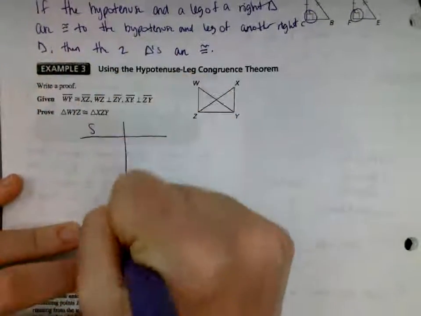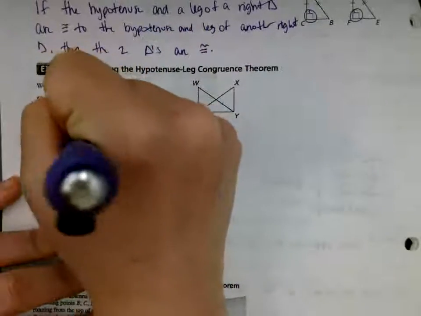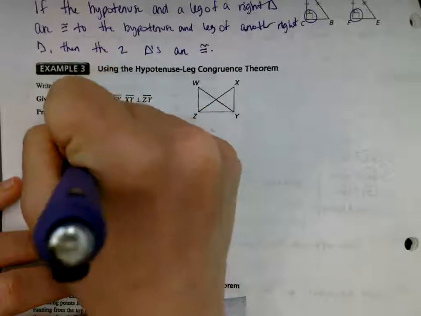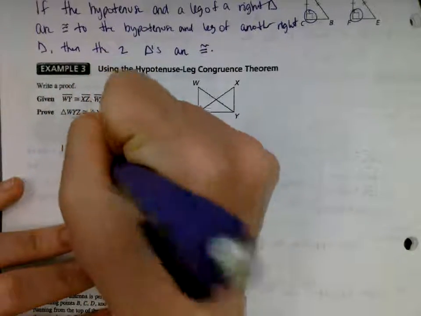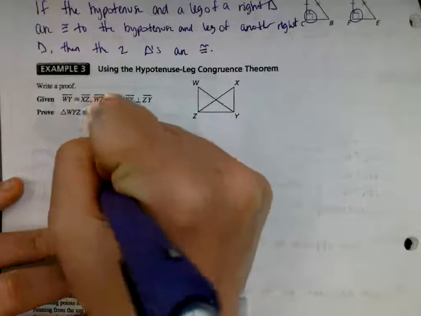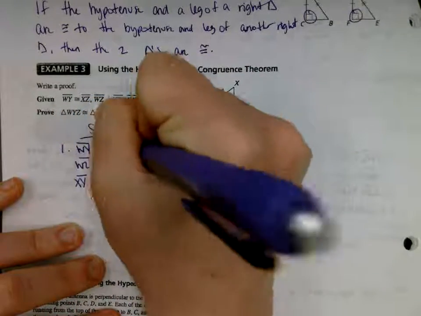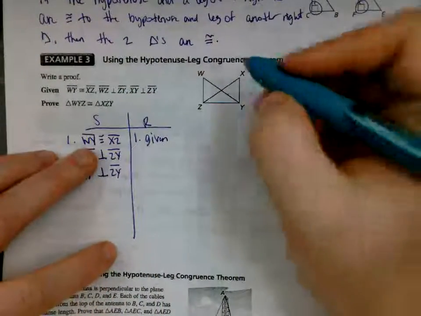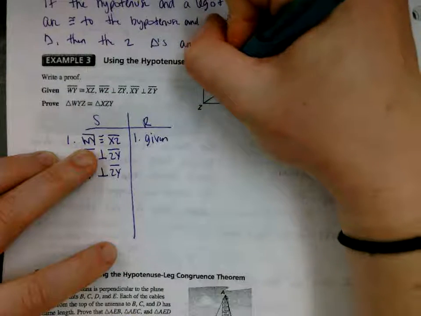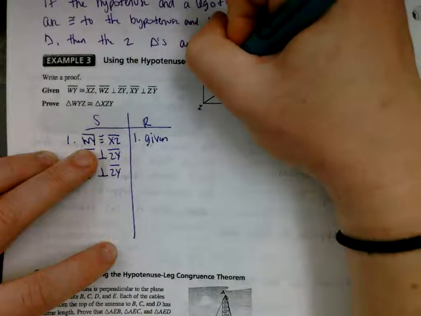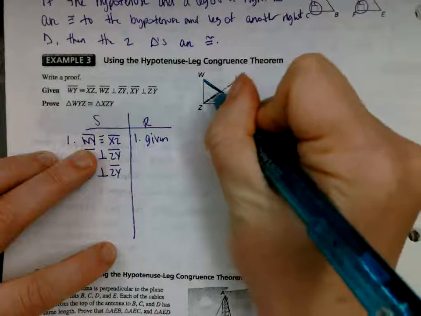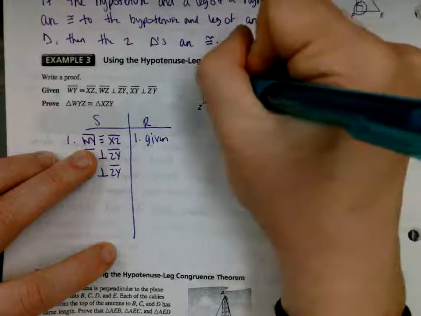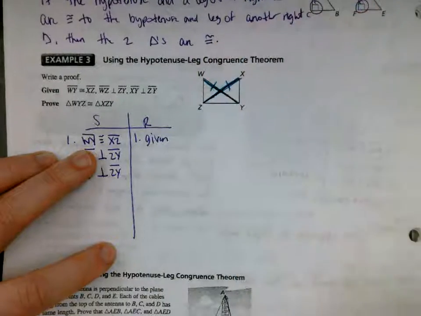So statement, reasons. The first thing that they give you is WY is congruent to XZ. You know that WZ is perpendicular to ZY, and XY is perpendicular to ZY. Reason given. Okay, so first I see WY, I'm gonna kind of outline it here to help you see, is congruent to XZ. If you need to draw these out separately, do so, so that you can mark them a little bit clearer. So that whole thing is congruent to that whole thing.